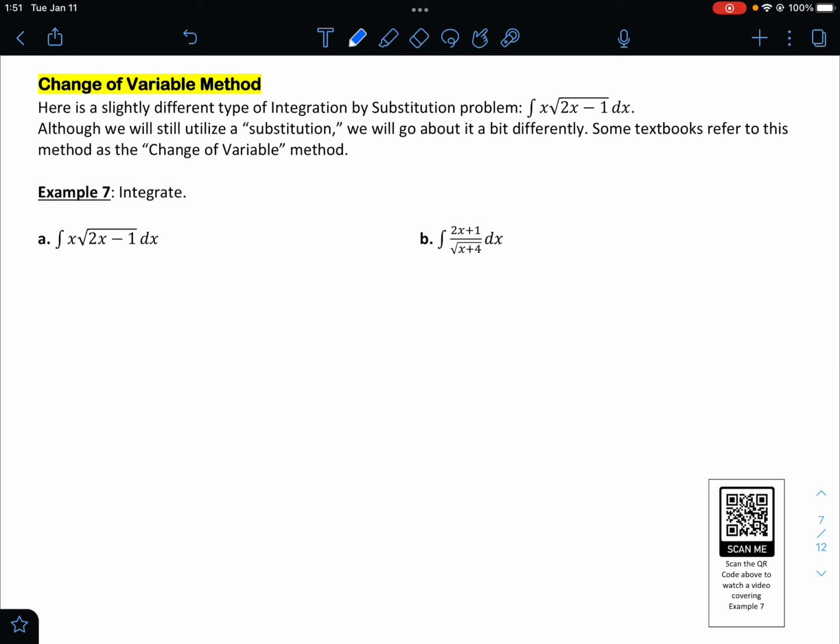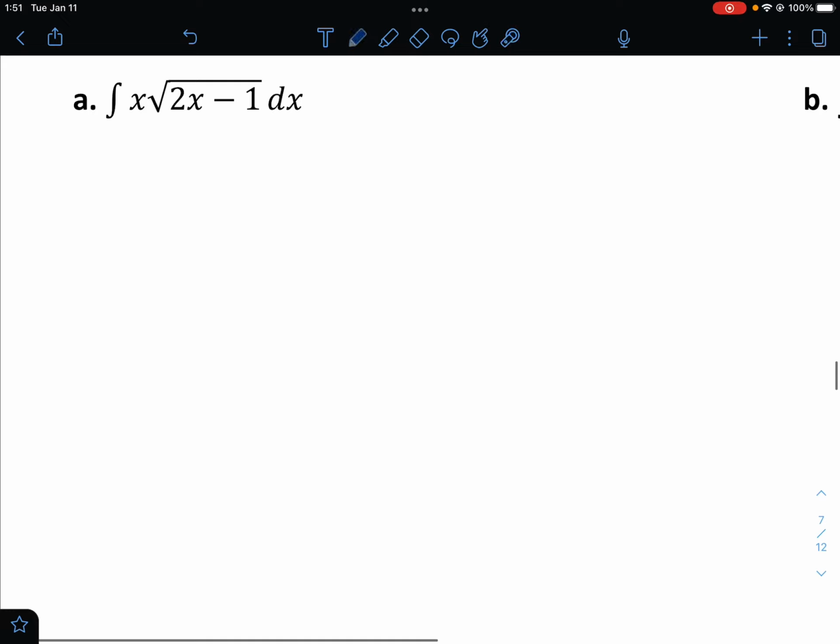So here's a slightly different type of integration using substitution problem: the integral of x times root 2x minus 1. The reason why this is different is that if we substitute for 2x minus 1 like we normally would, the derivative of that is 2. But we have this x out in front, and we're not going to be able to get rid of it. So there's some extra work that needs to be done to do this one. Let's take a look at how this works.